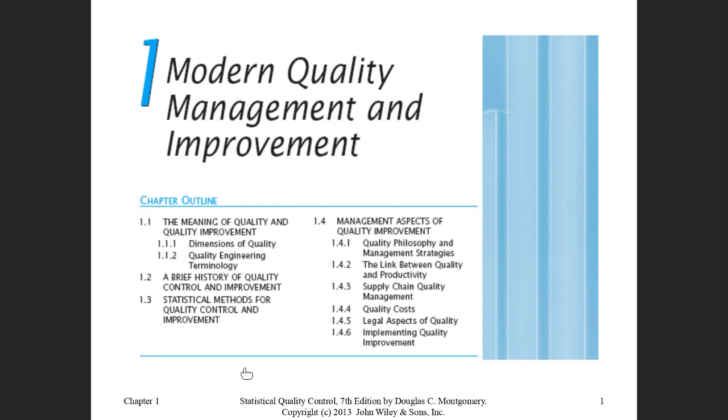Bismillah ar-Rahman ar-Rahim. This is chapter 1 of IE 342 Quality Control. Chapter 1 is about modern quality management and improvement. It is more introductory, more about philosophy and the theoretical part. You are not going to expect numerical problems here, but it is very important.